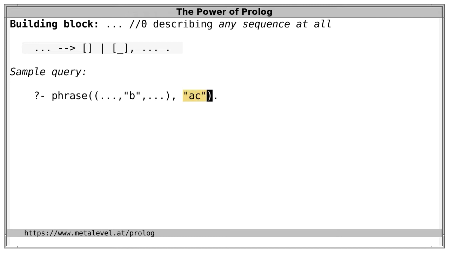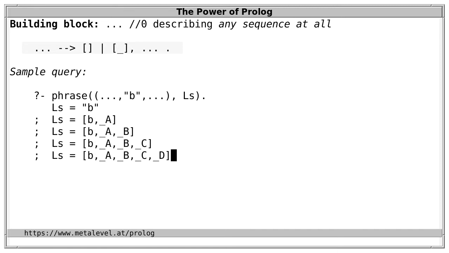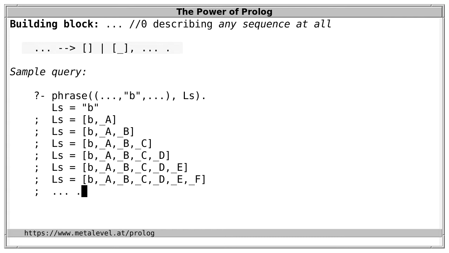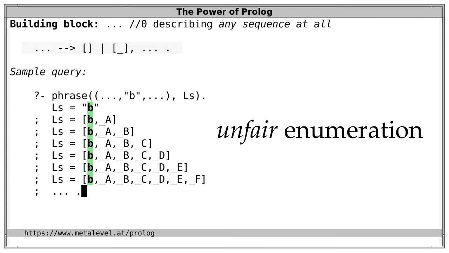And we can also generalize this and ask for lists Ls that have B as an element. So in this case, the Prolog system generates such lists. All these lists have B as an element. In fact, all these lists have B as the first element. So that's again an unfair enumeration, because there are solutions that will never be generated.